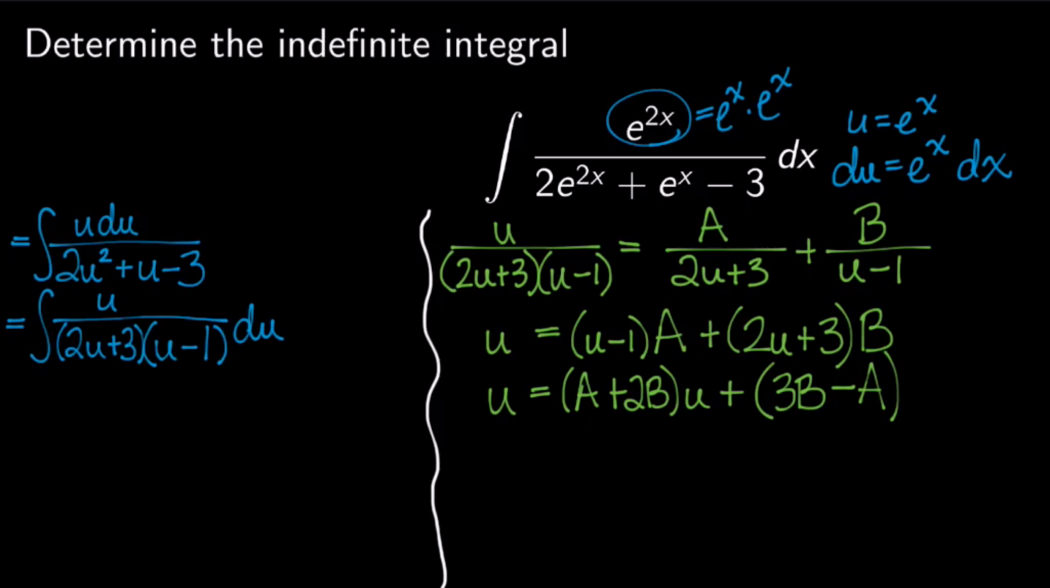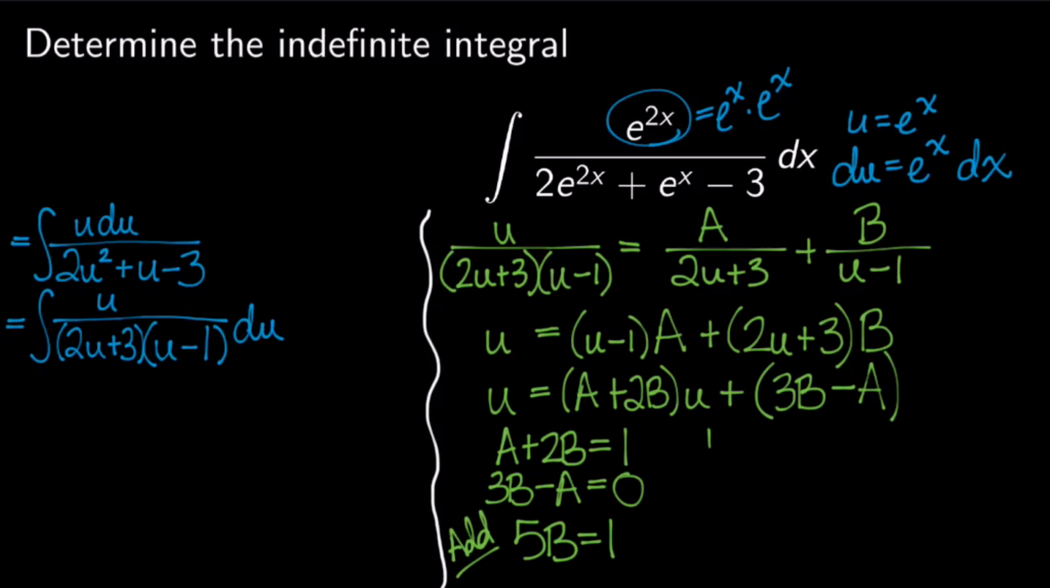Well, that's fantastic. What that means is A plus 2B equals 1, and the 3B minus A has to equal 0 because there's no constant on the left-hand side. I'm going to choose to solve this system of equations by adding, and the reason is because I see an A and a minus A, so I know they're going to cancel. And when I add those equations, I get 5B equals 1. So that tells me that B equals 1/5. And when I plug that into either one of those equations to solve for A, I get that A equals 3/5.